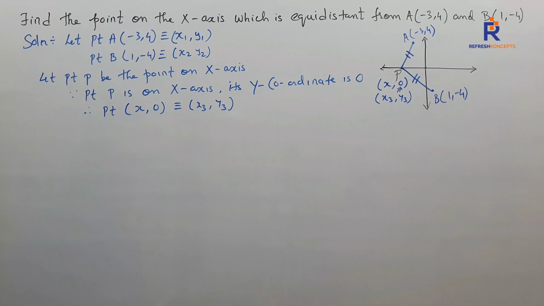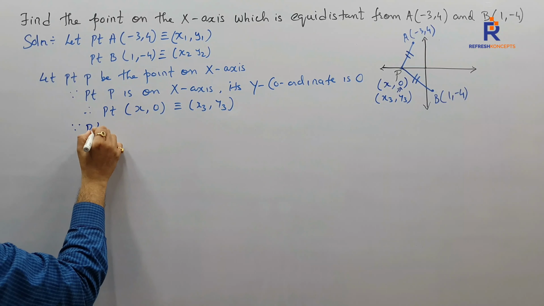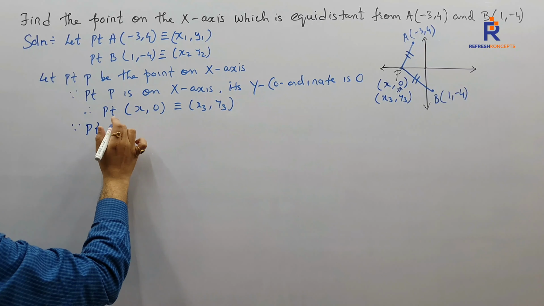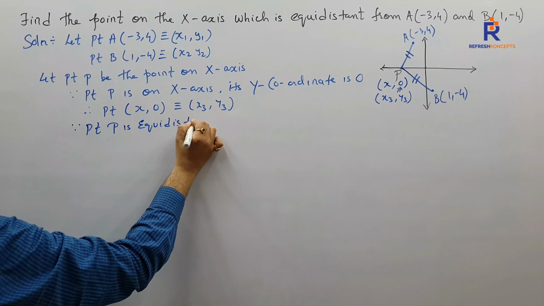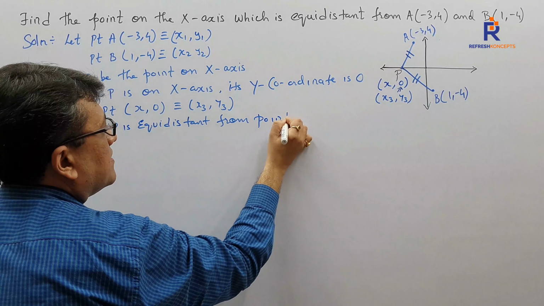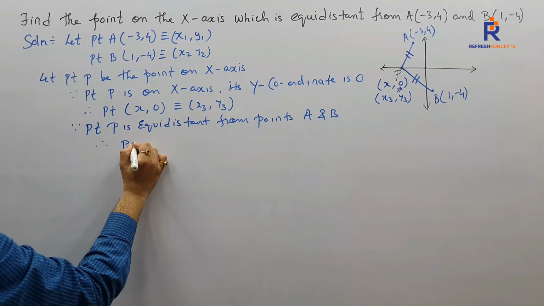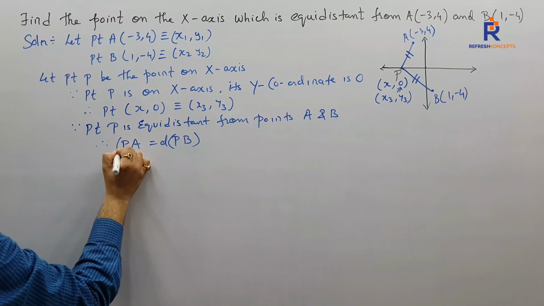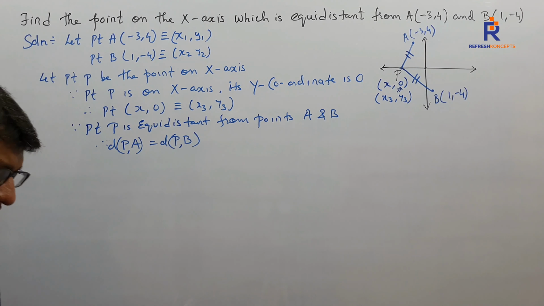So when they say it is equidistant, can I say, since point P is equidistant from points A and B, therefore PA is equal to PB? Or for that matter, can I use the word distance: distance PA is equal to distance PB? Right, children? Can I say distance PA is equal to distance PB?